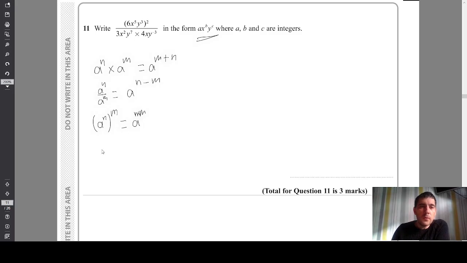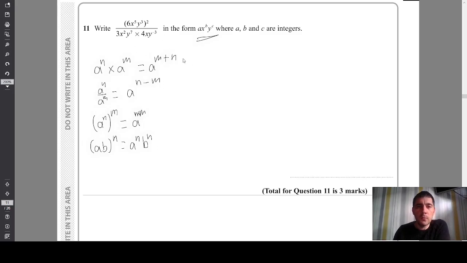Oh, forgot to mention one more. So if we've got a times b, a product affected by an index outside the brackets, that index is applied to every single term in that bracket, so that should be expanded as a to the n, b to the n. So these are the main ones. Of course, I'm not going to list them all, but just the ones which are useful in this particular question.